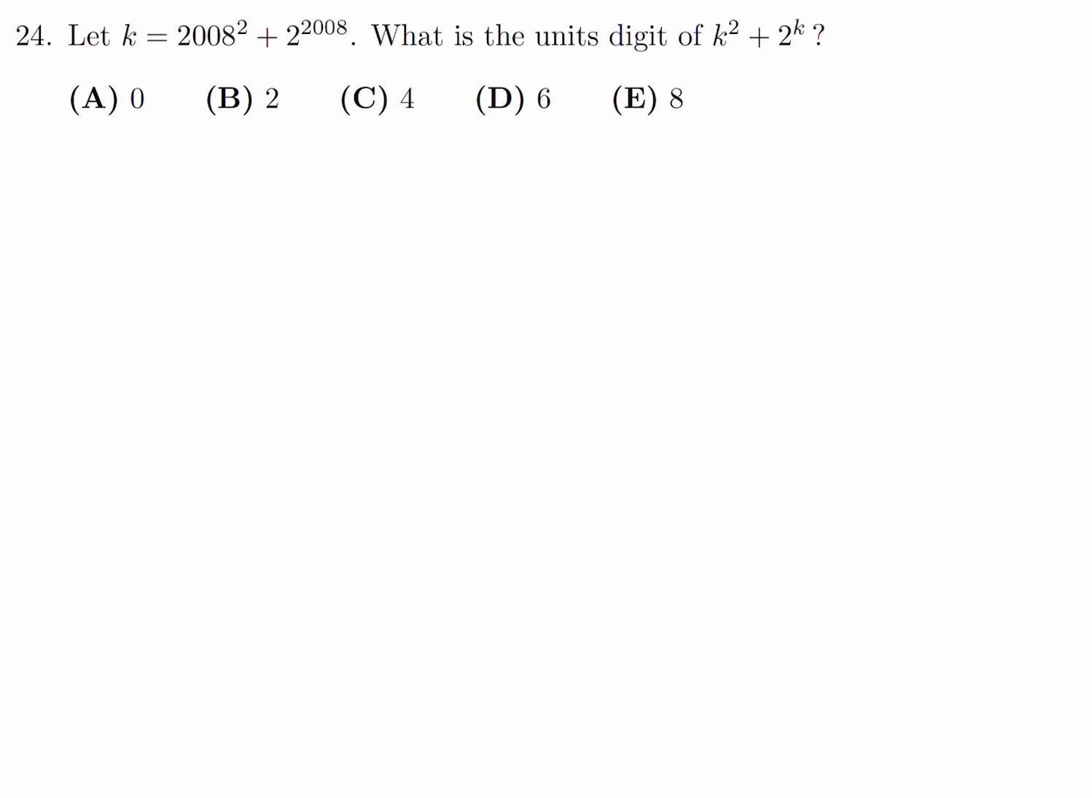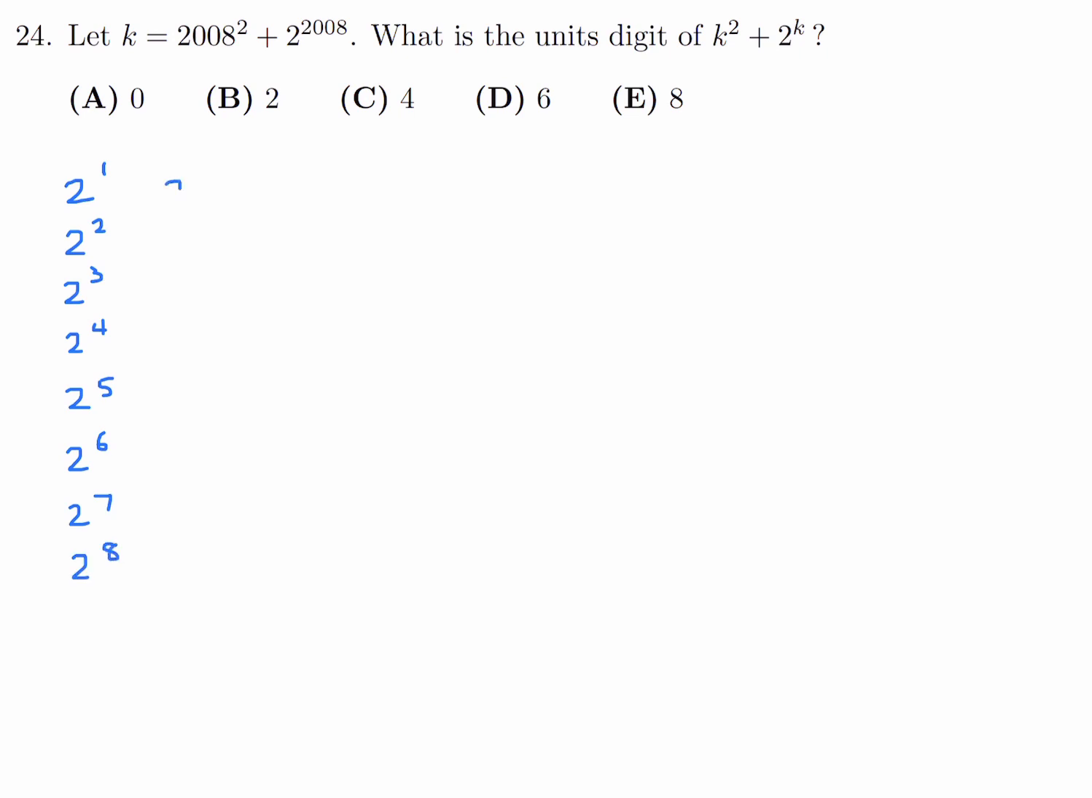Let k equal 2008 to the power of 2 plus 2 to the power of 2008. What is the units digit of k squared plus 2 to the power of k? Before we get started, let's just explore the powers of 2. And let's look at what is the units digit. And pretty soon, you'll be able to see a pattern. And then I will discuss how you will get the units digit for anything, any power.